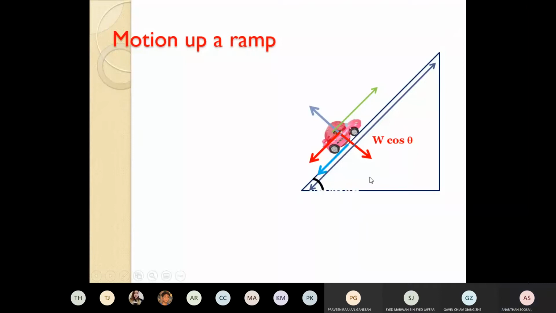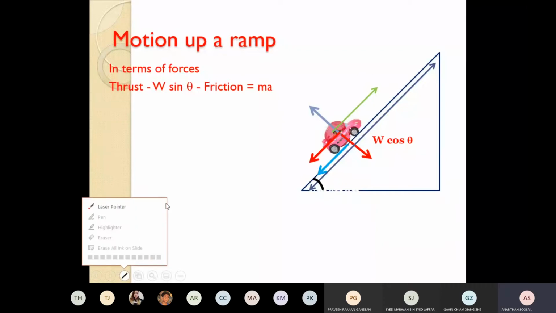Now, let's say the car is moving up because of the thrust acting up. Can you write what equals MA for this car? Whatever force acting up minus whatever force acting down should be MA, right? So based on force, the equation should be thrust acting up.